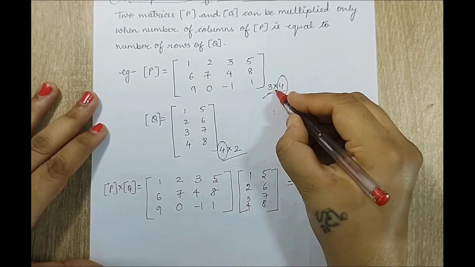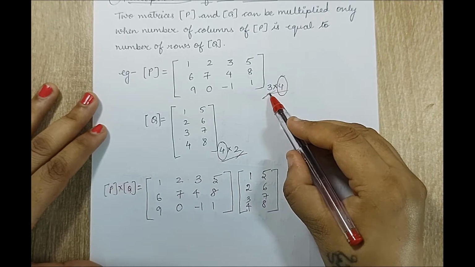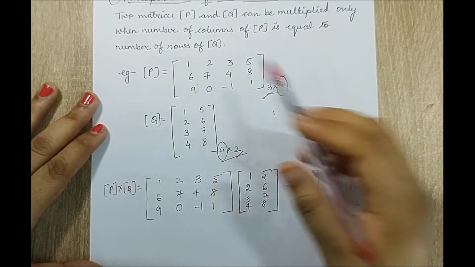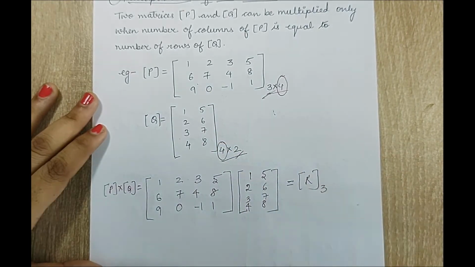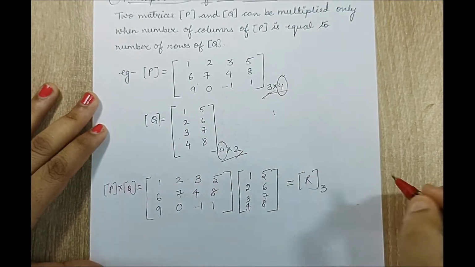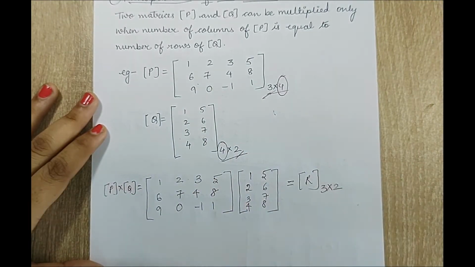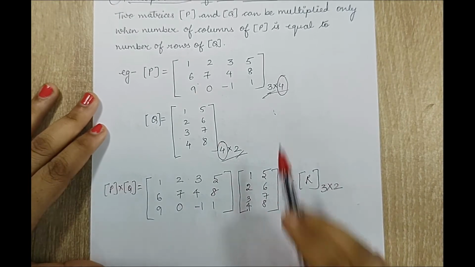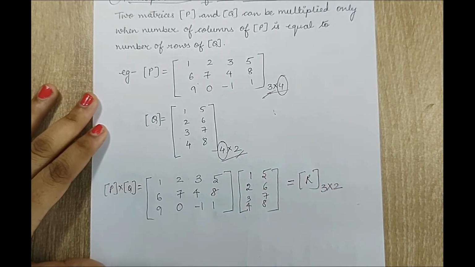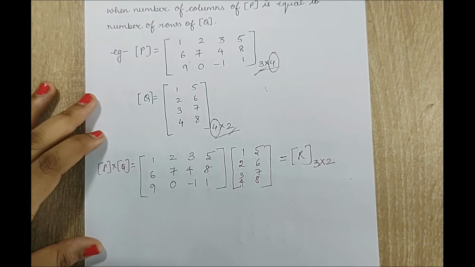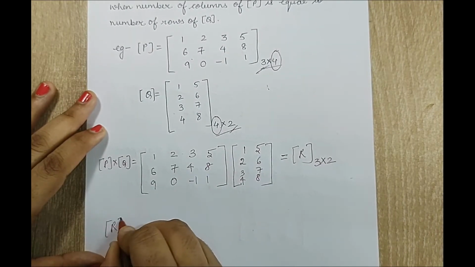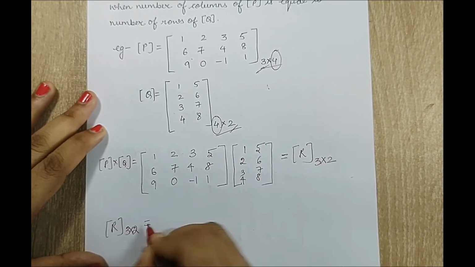Whatever number is pending, 3 by 2: 3 indicates the number of rows of P, so I'll have 3 as the number of rows of the resultant matrix, and 2 is the number of columns of Q. So this order will be taken up by the resultant matrix. Whatever remains, just write it for the resultant matrix. And now I'll show you how I multiply. So R 3 2 will be.